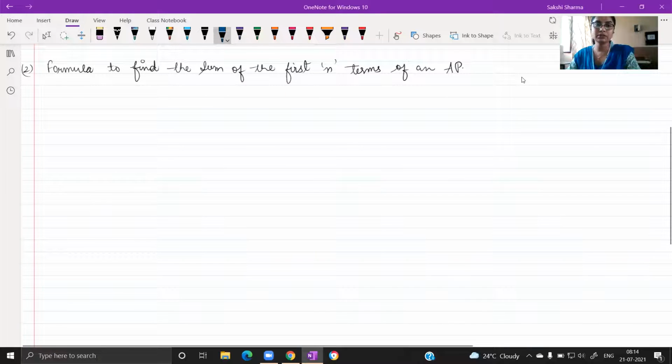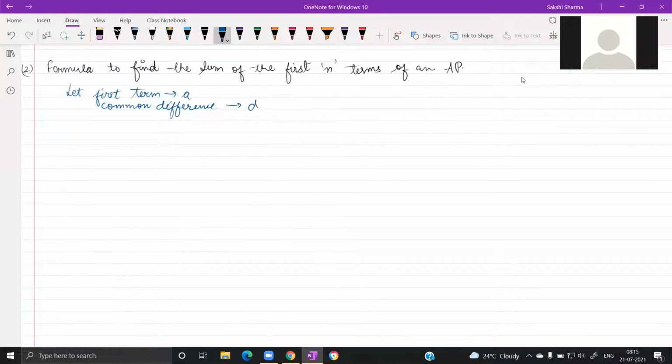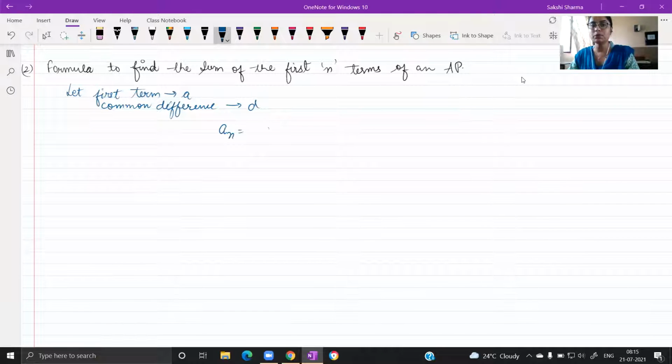So let us say that the first term is A and the common difference be D. Since we have already derived the formula for nth term, we already know it can be used here. An is equal to A plus n minus 1 times D.